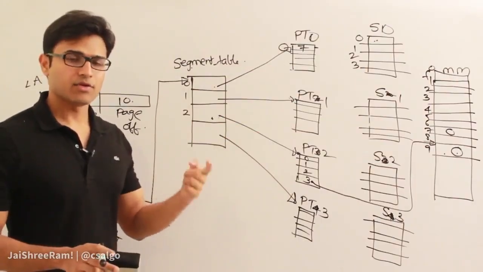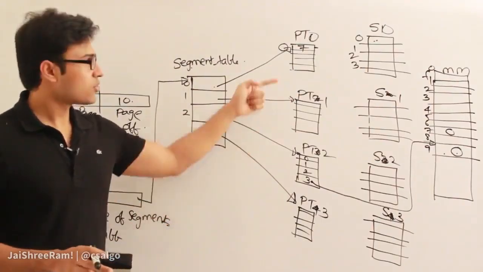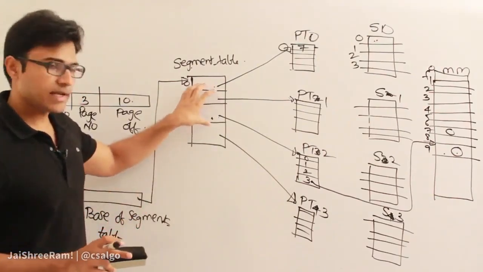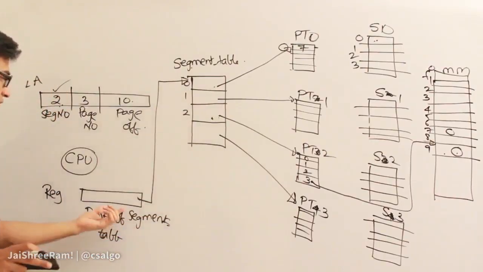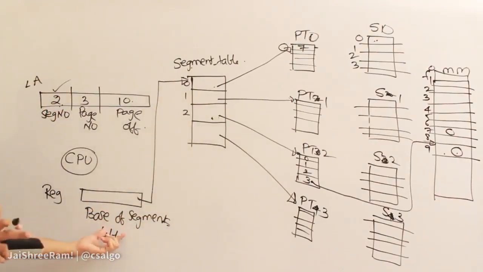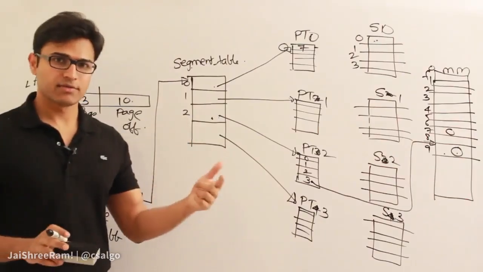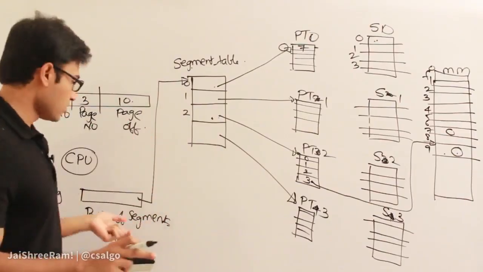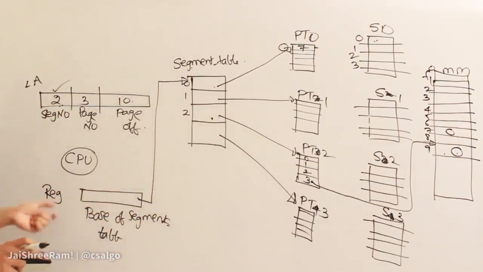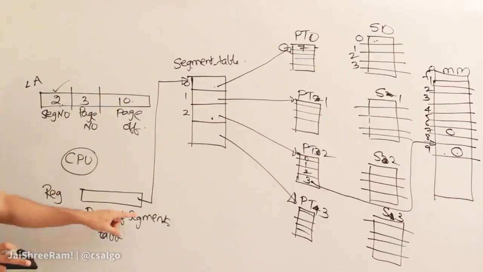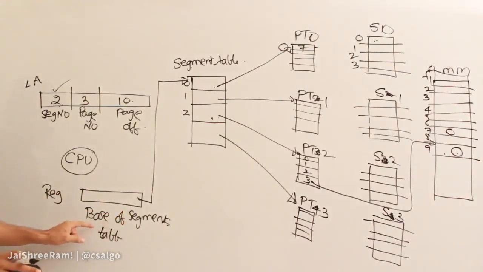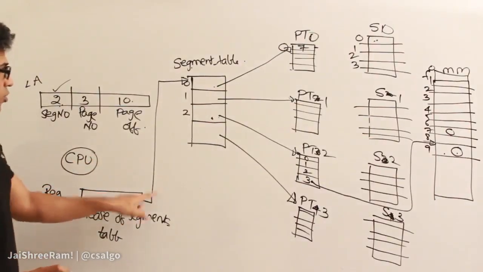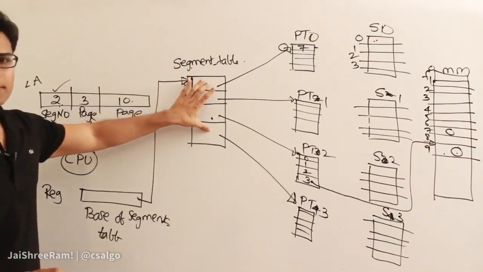Now we should have the frame number in which all these are present. We should at least have the frame number in which the outermost segment table is present. For that, the CPU will be loaded with the segment table base. Who will load it? The context switching. Whenever the scheduler is doing the context switching, it is going to load the CPU register with the base of the segment table.